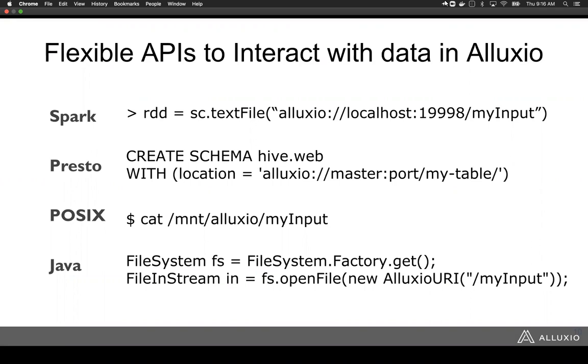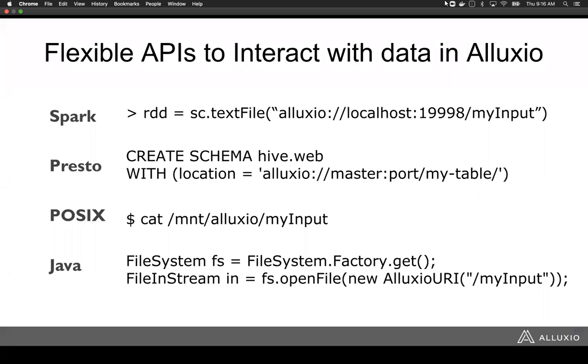Here are some examples of how an end application interacts with Alluxio. If you're familiar with Spark, you can see that accessing data through Alluxio is very similar to how you'd access data from HDFS. The only difference is that instead of the HDFS scheme, you have the Alluxio scheme pointing to the Alluxio master. So with only configuration changes and no code changes for your end application, you could switch from using HDFS to using Alluxio, which enables you to access data across storage systems and also access data on object stores.